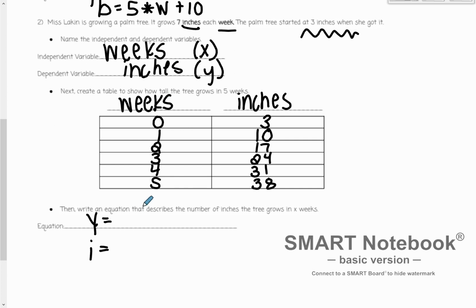So you can write 7x, you can write 7 times x, you can write x times 7. However you want to write that out is fine. If we're using the I and the W, that would be 7w. Again, you can put the times symbol in, you can switch the order, all that good stuff, multiplication, it's all the same. Last but not least, we have to add in those 3 inches that it already started at. And that would be our equation. Again, you only have to put one of these answers, not both of them. All right, now finish the rest of the packet on your own.